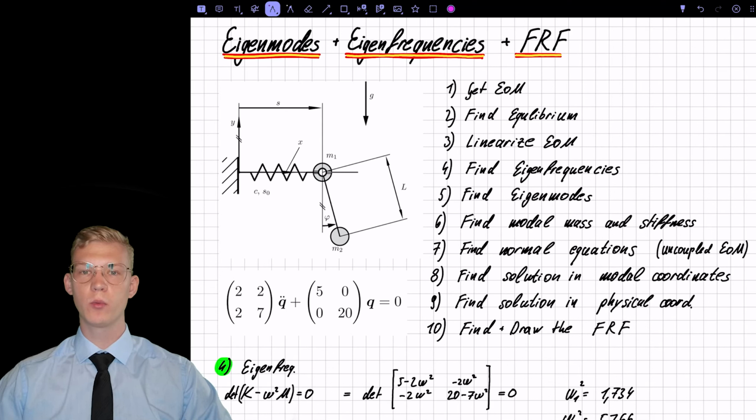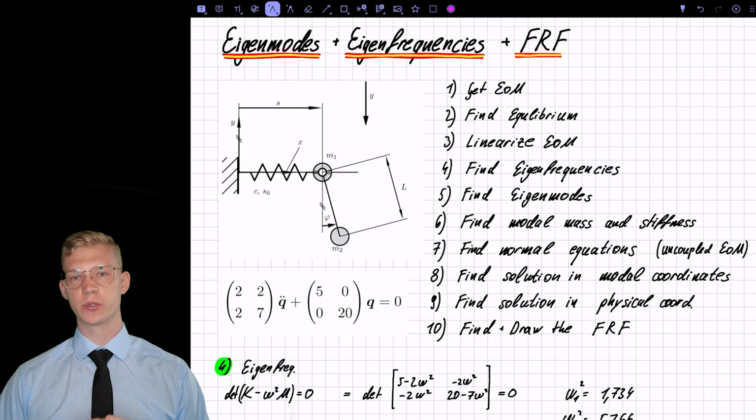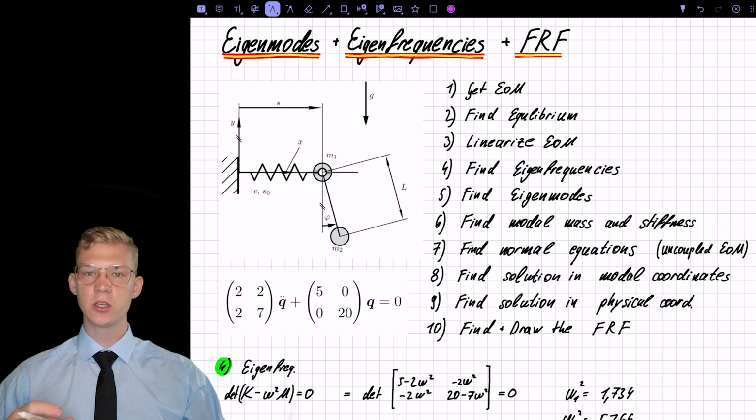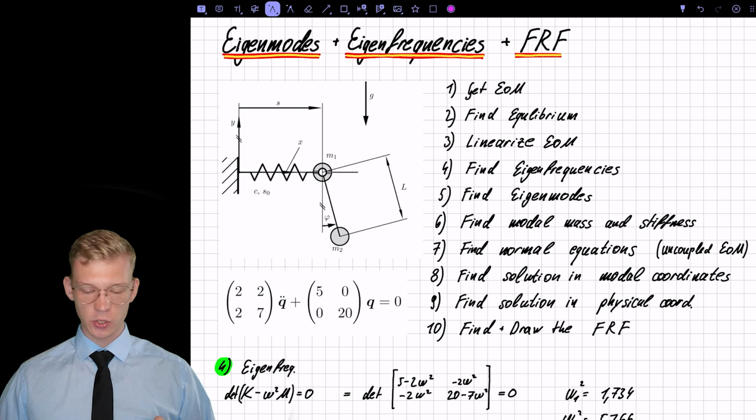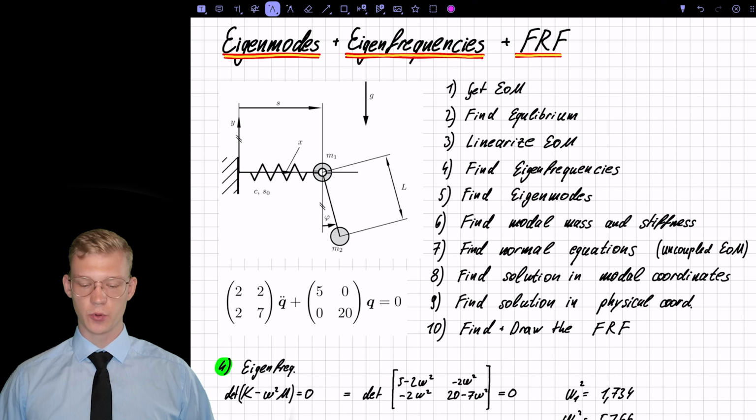In this video, we will be again talking about the eigenmodes, eigenfrequencies, and the frequency response function. In this video, we will not be doing any derivation. We will just use the formulas to get all the things we need for the frequency response function for a given system. Let's jump right in.